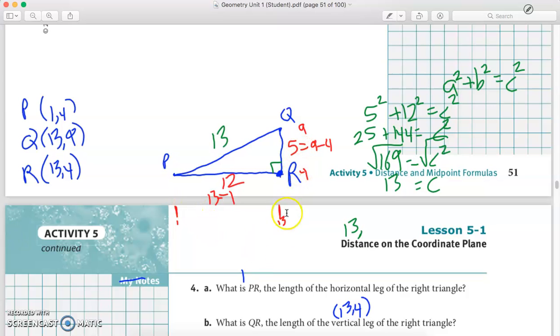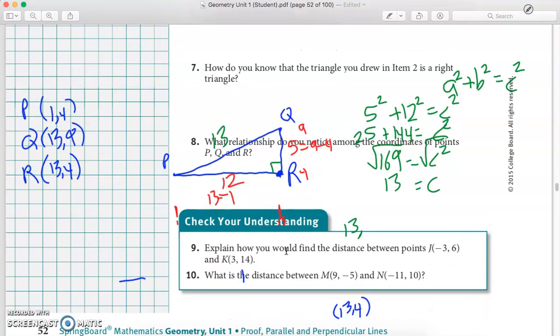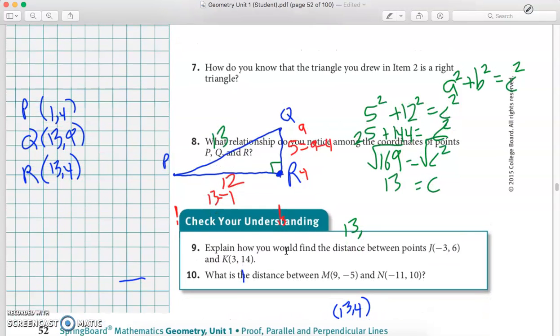Alright, so now let's see if you guys can do the check your understandings for 9 and 10. So pause the video, give these a try for a few minutes, explain how you could find the distance between those 2 points using the same method we just did. And then for number 10, actually find the distance between those 2 points. And then we'll go over it and see if you got them correct.